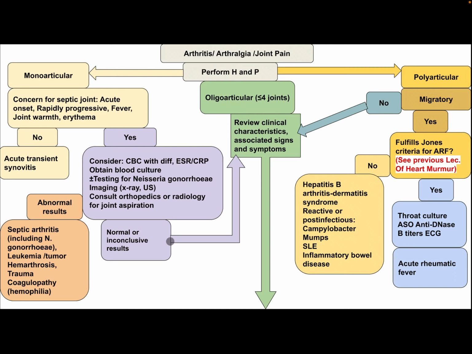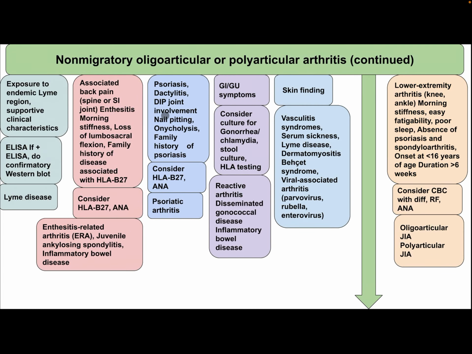If it is normal or inconclusive, ask if the patient has oligoarthritis, less than 4 joints. If patient has polyarticular, we will discuss it in detail soon. Please see previous lecture of heart murmur for Jones criteria. If patient has oligoarticular, less than 4 joints, or non-migratory polyarticular, review clinical characteristics associated with signs and symptoms.